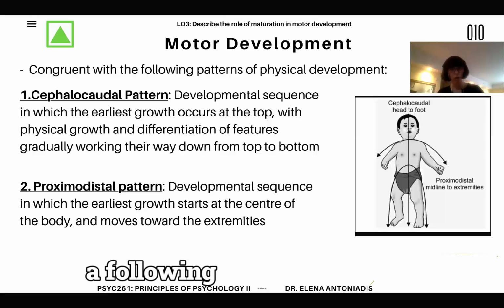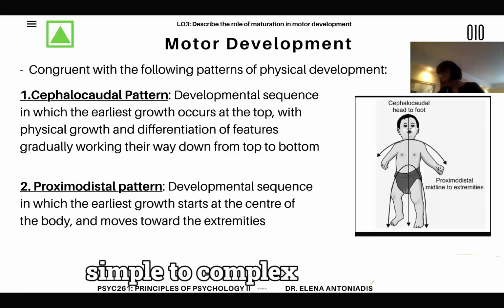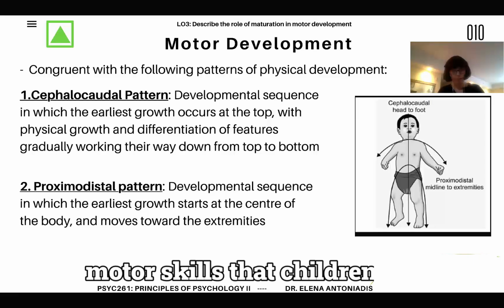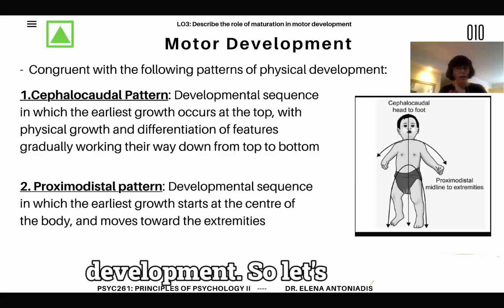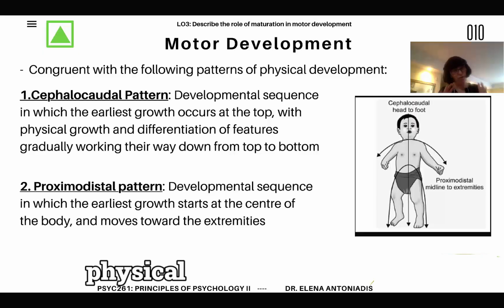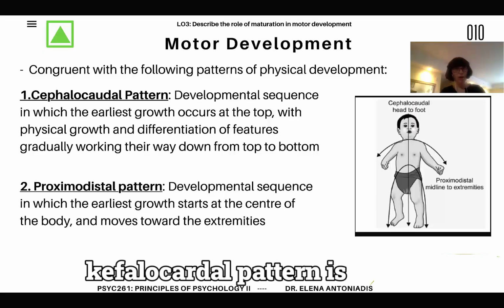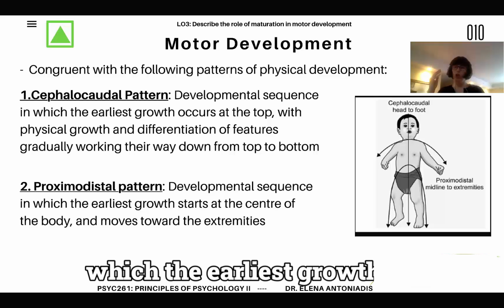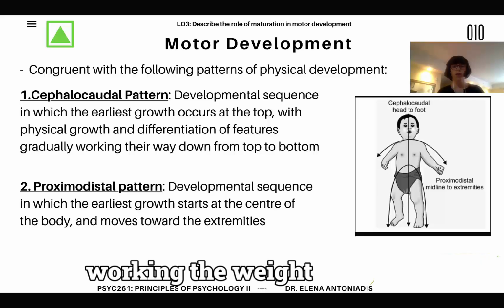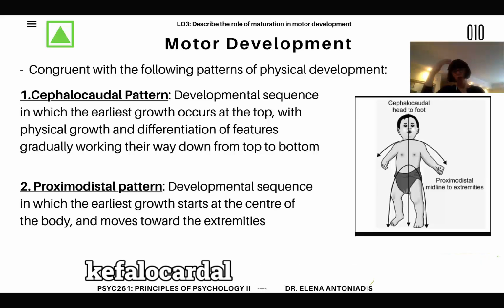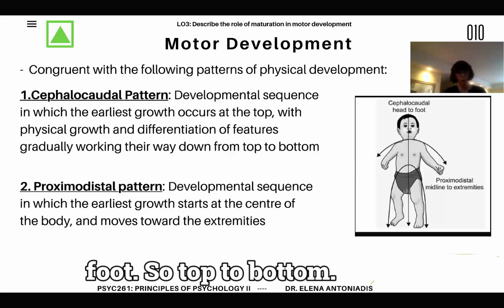So, congruent with the following pattern, motor development occurs and reaches certain milestones in terms of simple to complex tasks, motor skills that children, newborns, can demonstrate in congruency with these patterns of development. So let's describe them in a physical dimension. A cephalocaudal pattern is a developmental sequence in which the earliest growth occurs at the top, so with the head, and physical growth and differentiation of features gradually working their way from the top to the bottom. So cephalocaudal is head to foot, so top to bottom.